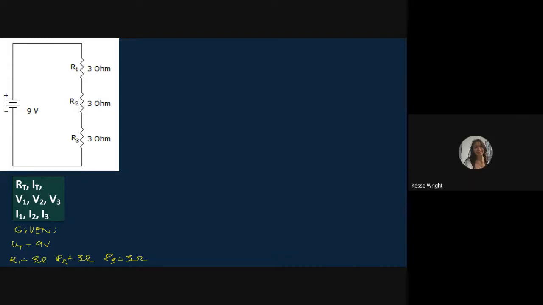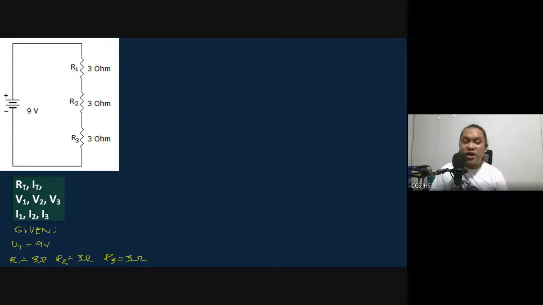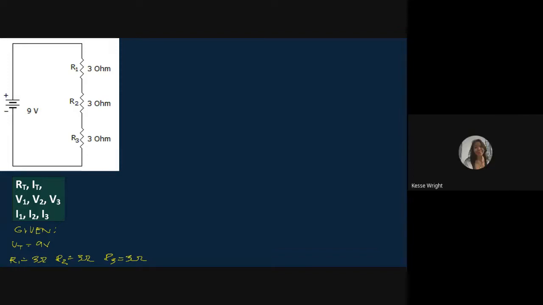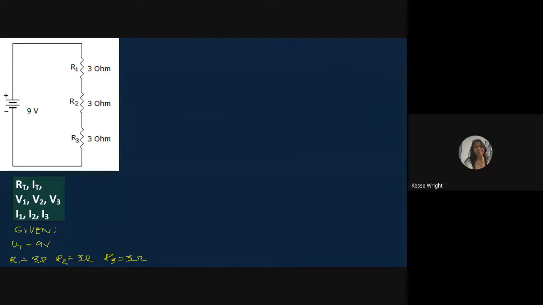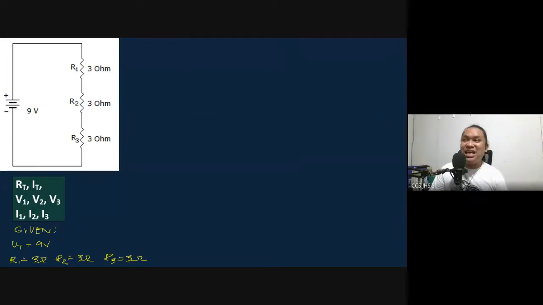I sub 2. Sorry, what's that, Cassie? I sub 2. R or I? I. Yes. Okay, let's try if we can solve that one. I sub 2. What formula are we going to use? Since we are looking for individual current, we can use the formula from Ohm's law. What is the formula in Ohm's law if we want to look for the value of our current?